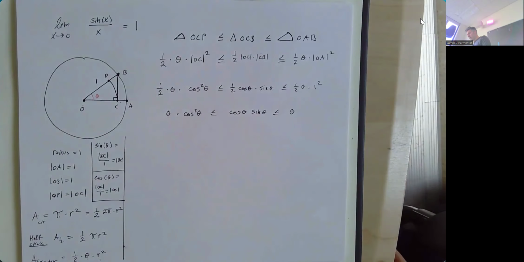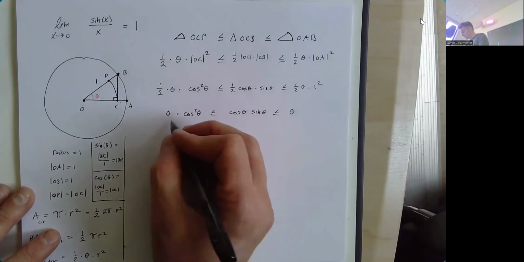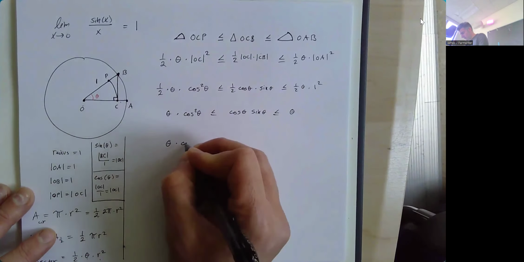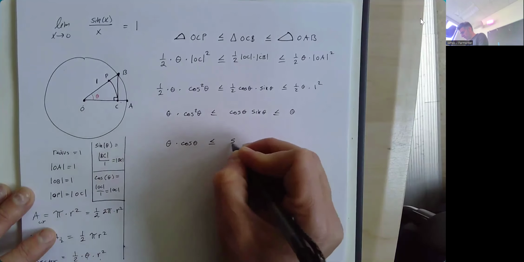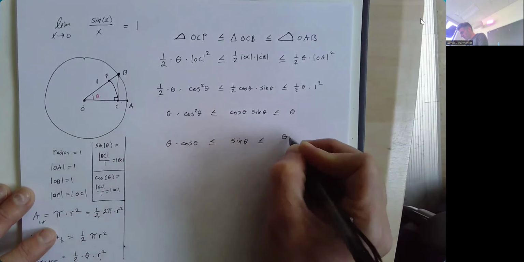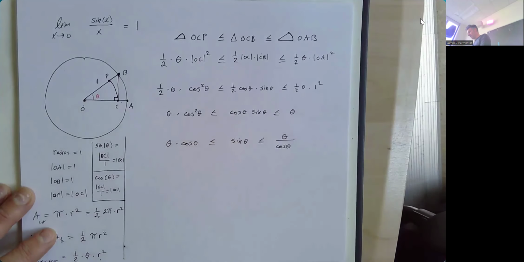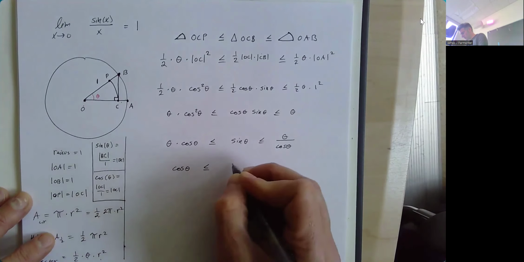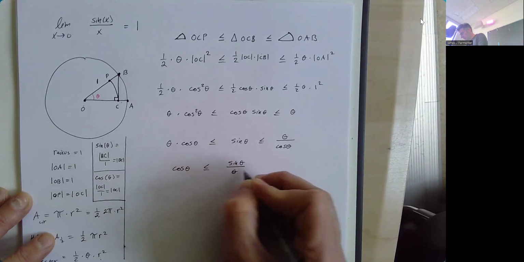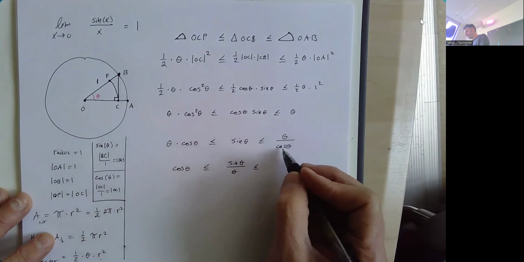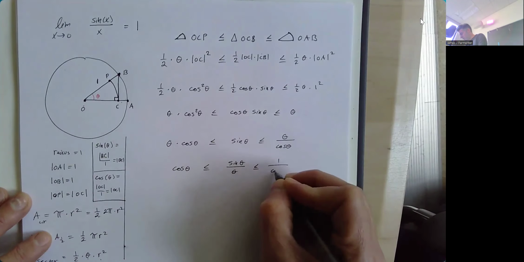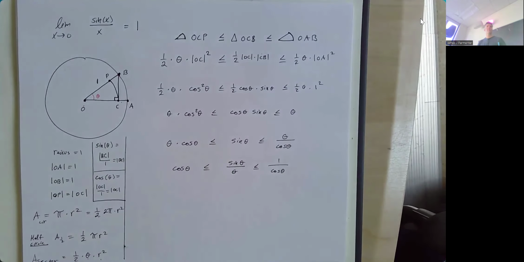Let's divide everything by cosine. Cosine squared divided by cosine, I'll still be left with a cosine. So I'll have theta times cosine theta less than or equal to sine theta less than or equal to theta divided by cosine theta. And finally, let's divide everything by theta. So cosine theta less than or equal to sine theta over theta less than or equal to theta over cosine theta times 1 over theta, which will give me 1 over cosine theta.